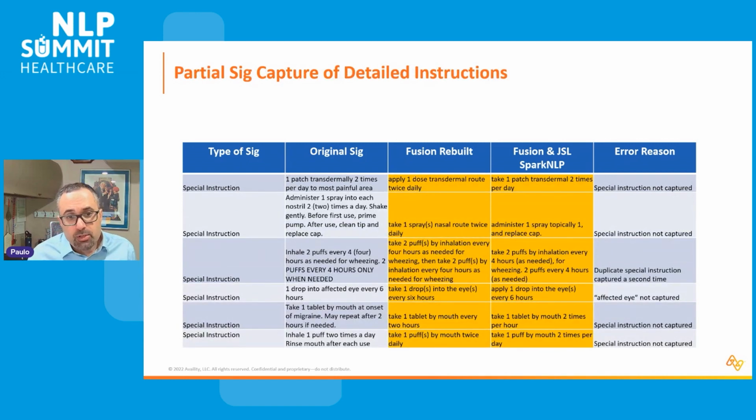Partial SIG captured tended to happen with detailed instructions. So in this situation, you can actually see, apply one dose transdermally. We're missing out on things like to most painful areas, and it really was missed by both solutions. In this situation, you can see that the original SIG has all of these: shake gently before first use, prime pump, after use, clean tip and replace cap. Really not an issue from a patient safety standpoint, but they were omitted in the Fusion rebuilt and the Fusion and John Snow Labs Spark NLP solution.